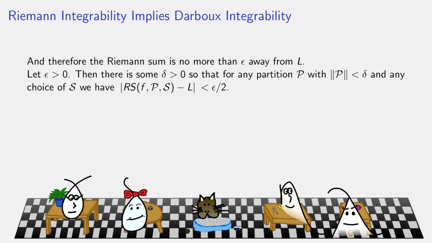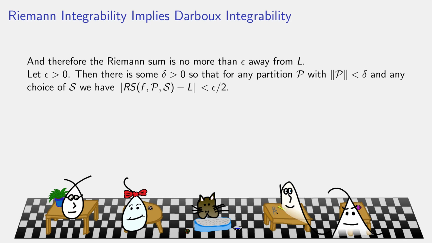So let epsilon be arbitrary. Because the function is Riemann integrable, there is some delta, so that regardless of which partition you pick, provided the norm is less than delta, and regardless of which sampling points you pick, the Riemann sum is within epsilon over 2 of L. We're using epsilon over 2 because we're going to add some more stuff to it later, but epsilon over 2 is still positive.